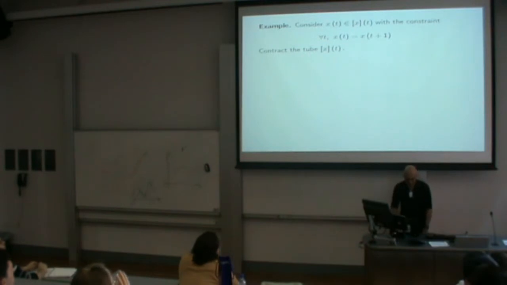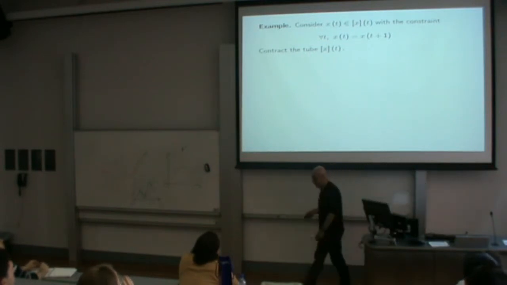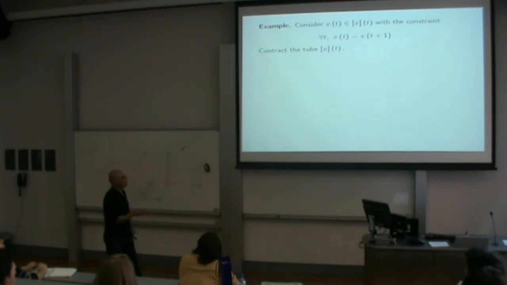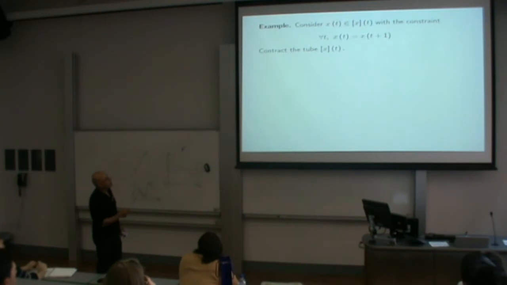Okay. Now, just a simple example to illustrate how it works on a very simple situation. Assume that X is unknown, so it belongs to a tube, and it satisfies this equation. It is periodic. If I translate by one, I obtain the same trajectory. I know this, so it is a constraint.